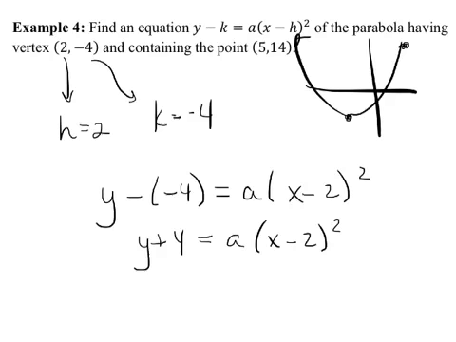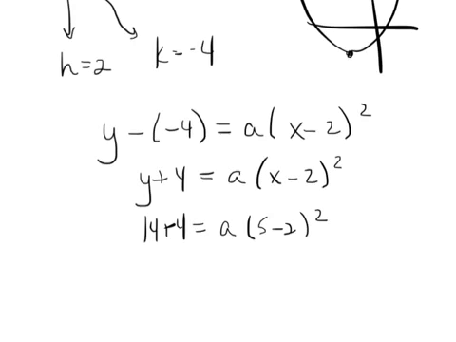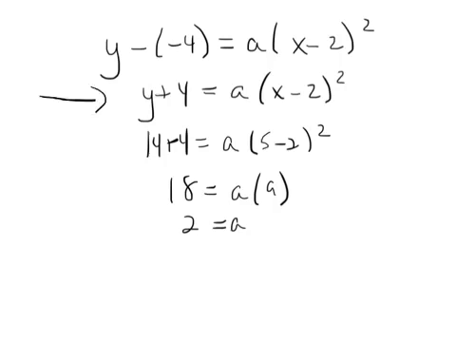But the question is, what is the a value? If the parabola contains this point, it means that it's on the parabola, so it must satisfy this equation. So we can take (5, 14) and plug 5 in for x, and 14 in for y, since that's (x, y), and solve for a. And then 5 minus 2 squared is really 3 squared, which is 9. And this is 18. So a is simply 2. So our final answer is the same as this line right here, but with the 2 in for a.